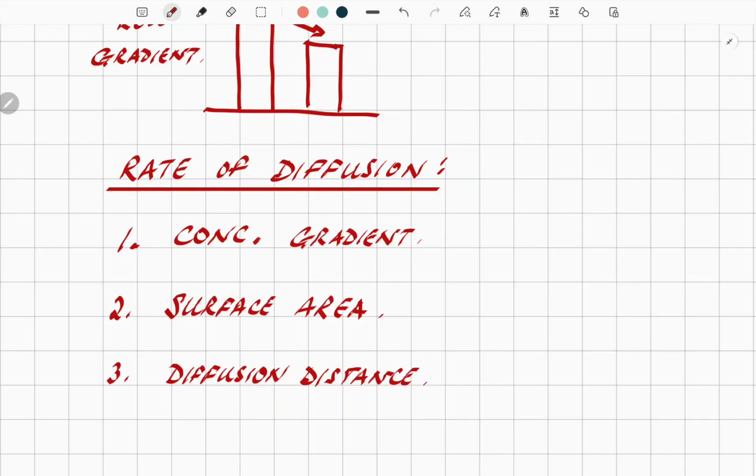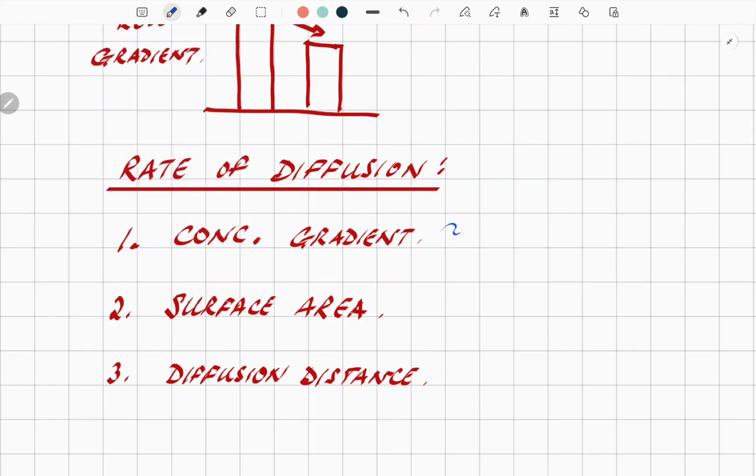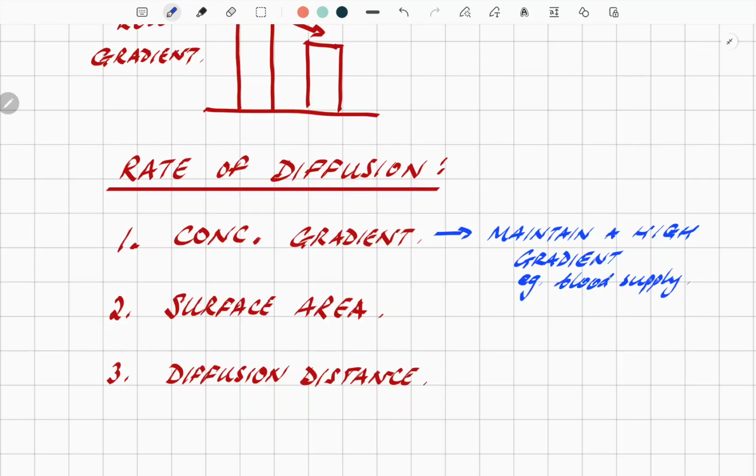We've already seen why the concentration gradient affects the rate of diffusion. So to improve the rate of diffusion or keep it high, you want to maintain a high gradient, for example, like blood supply. So let me just talk about that for a moment.